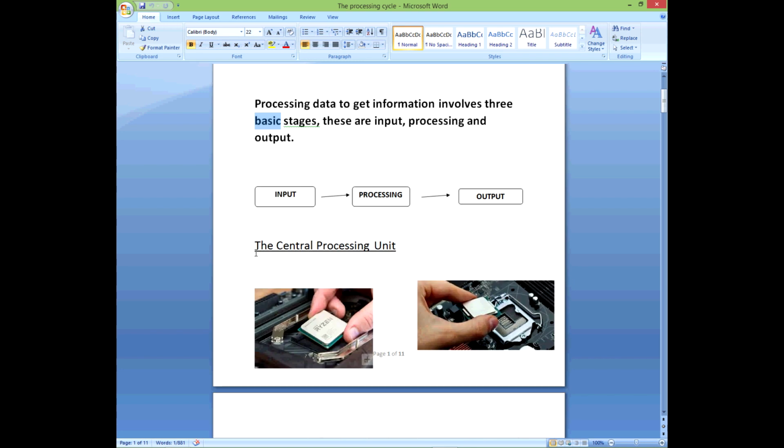Central or key to this processing is the central processing unit. Most people call it the CPU. This is what the CPU looks like. These are the newer types. They're new because they don't carry the pins, like the next set I'm about to show you.